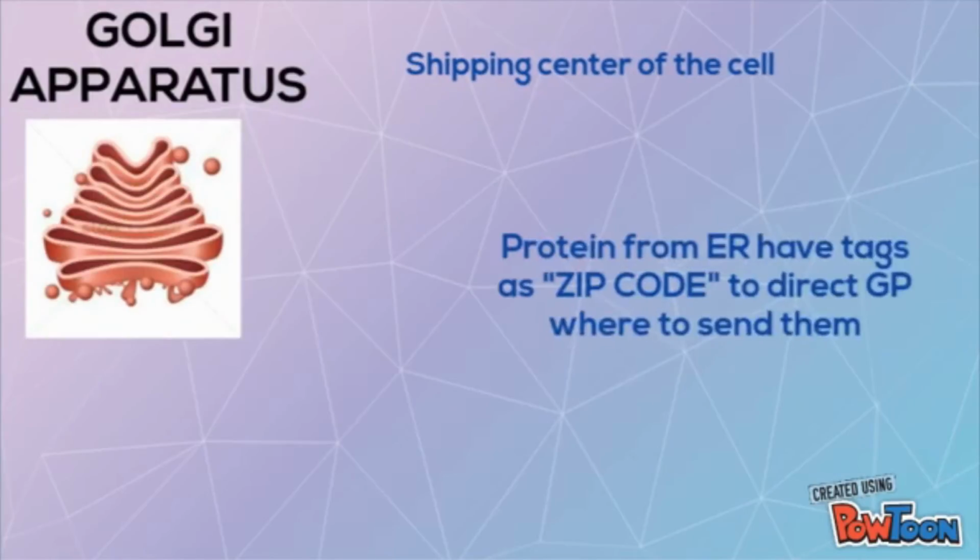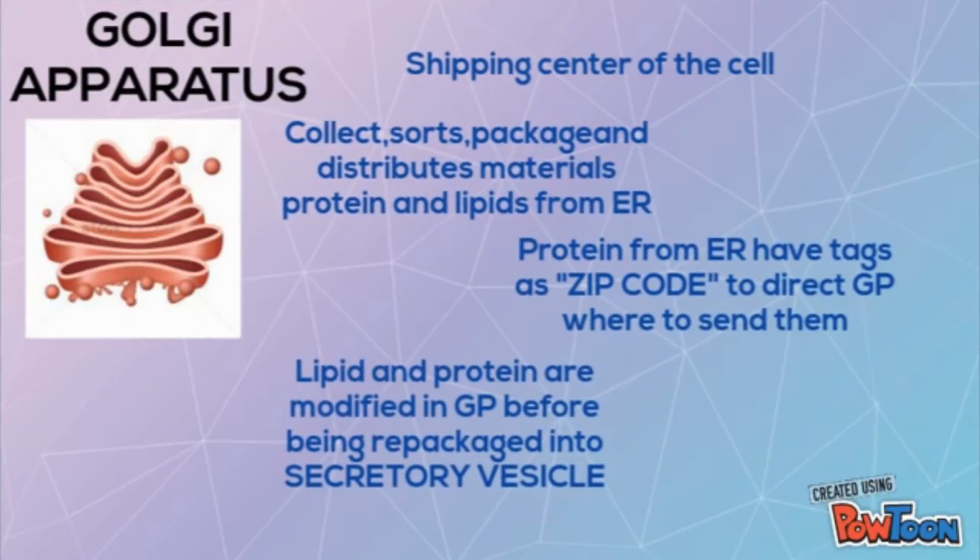The Golgi apparatus is the shipping center of the cell. It collects, sorts, packages and distributes materials, proteins and lipids from the ER. Proteins from the ER have a tag, like a zip code, to direct the Golgi where to send them. Lipids and proteins are modified in the Golgi before being repackaged into secretory vesicles.